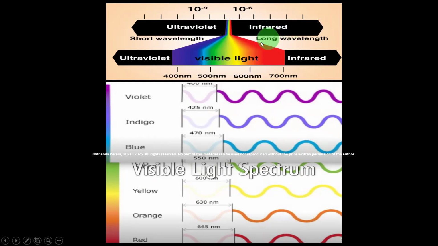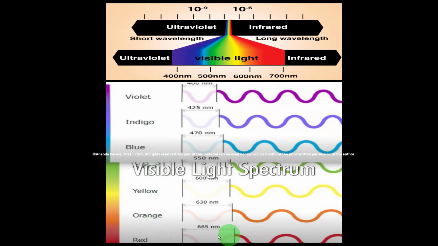The infrared section is long wavelength. The ultraviolet section is short wavelength. It is very harmful to humans and all living creatures. So we can see only the visible light. These are invisible. The visible range is 400 to 700 nanometers. Then this is the visible light spectrum: red, orange, yellow, green, blue, indigo, violet. These are the 7 colors.